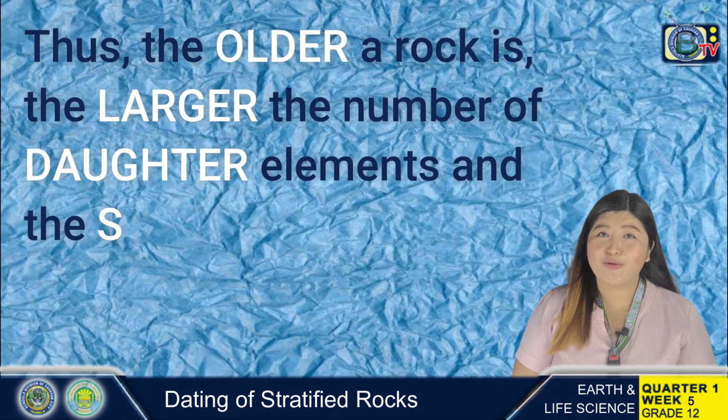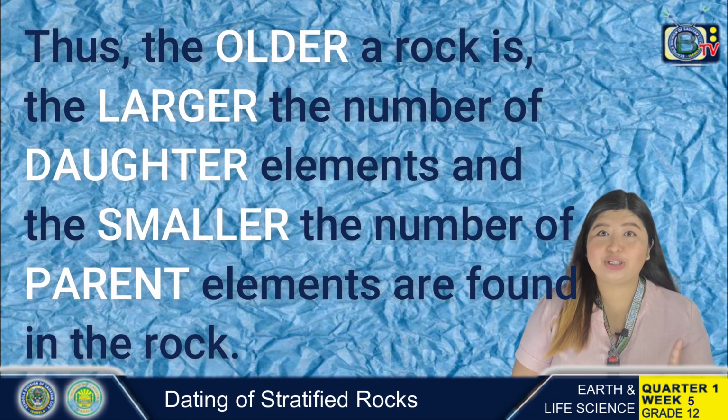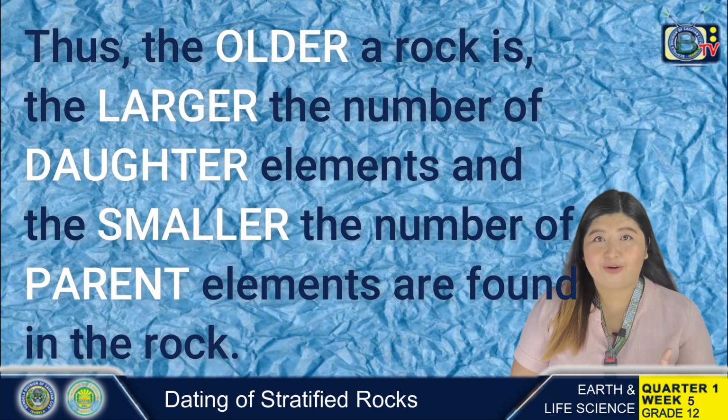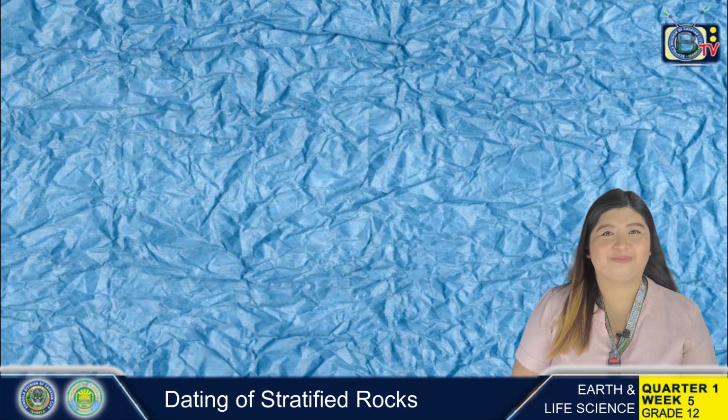Thus, the older the rock is, the larger the number of daughter elements or daughter isotopes, and the smaller the number of parent materials or parent isotopes found in our rocks.